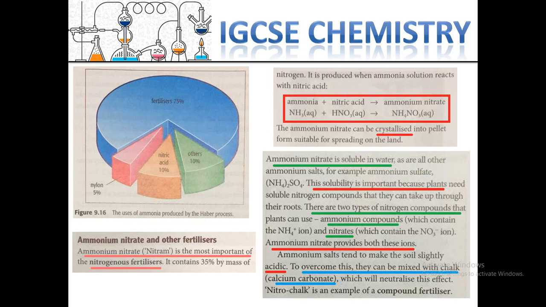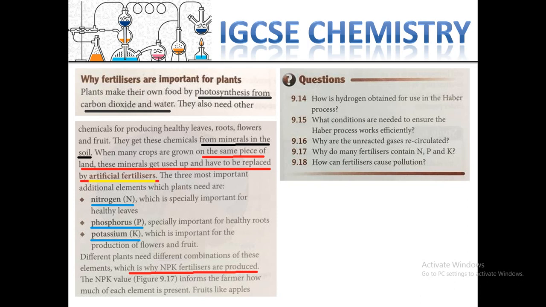But one problem faced with ammonium nitrate is acidity. When it is mixed into the soil, it makes the soil a bit acidic. To overcome this problem, chalk, which is calcium carbonate, can be added to the soil, so the problem will be solved.